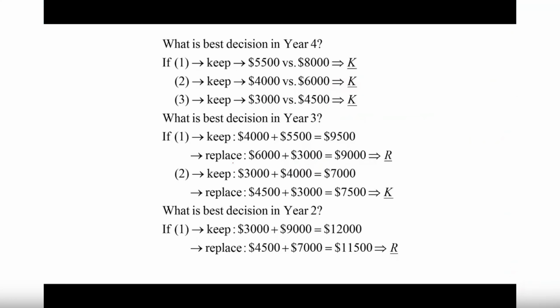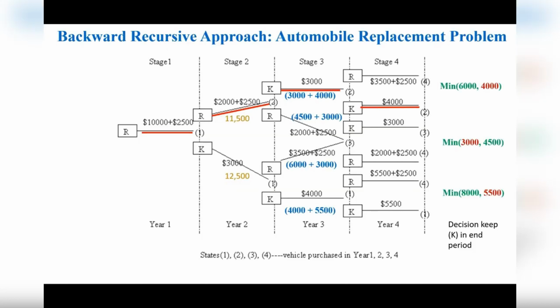So this slide, I'll keep it on for a few seconds, basically describes what we did in the previous slides. And the final looks like this, where the red line indicates the optimal path that should be taken once we are making a decision in stage 1 to replace the car that we had at that time.